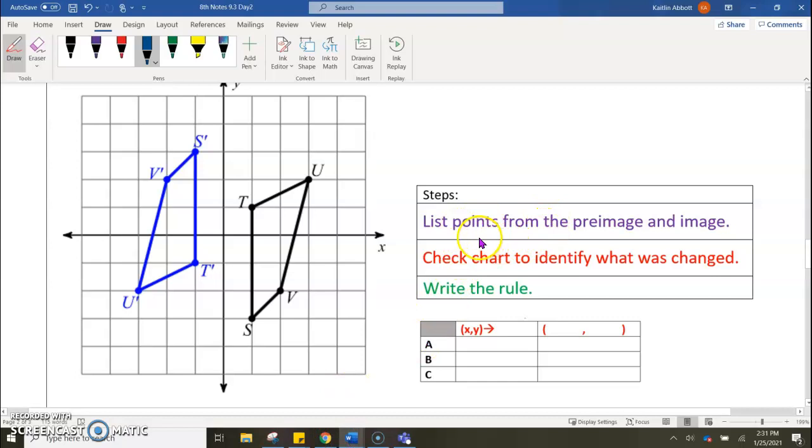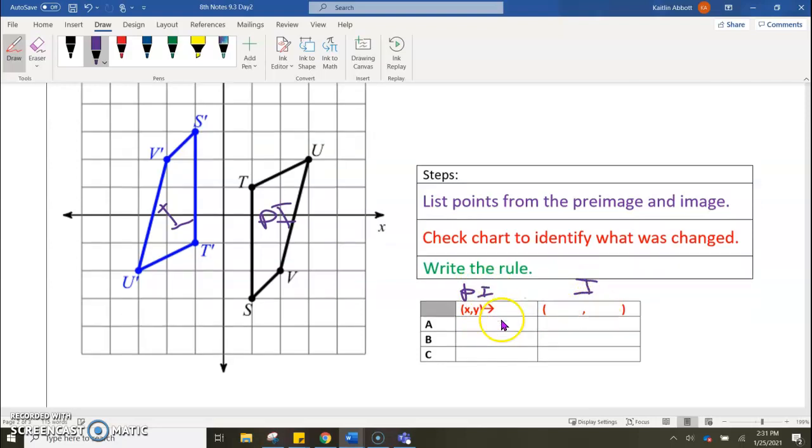Here are our steps. So we've got to list the points from the pre-image and the image. I'm going to pick purple. Remember my pre-image, and remember that we can get in the habit of labeling it. The pre-image is the one that does not have tick marks. So this one is the PI, and this one is the image. We're going to start with the pre-image. Pre-image goes first here, and this is the image, and we're going to have to write a rule after this.